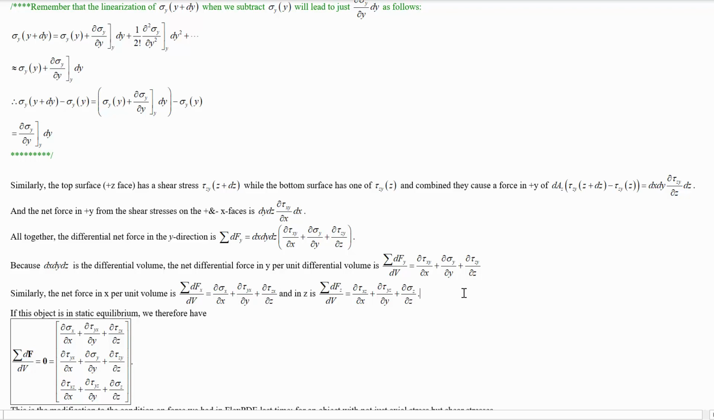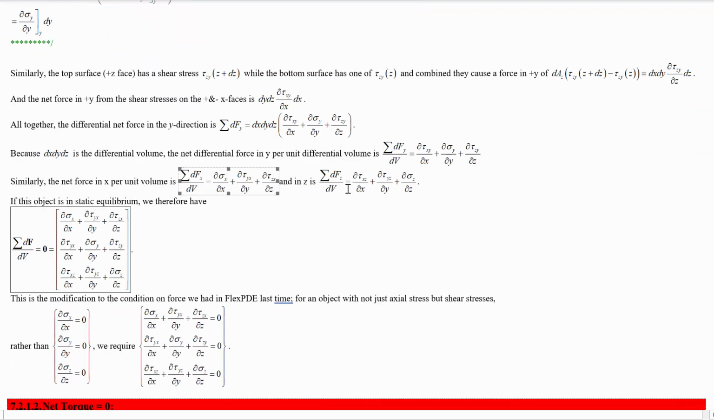So for equilibrium, we would just lay out these three equations in matrix form and assert that the force in the x direction, which was this first one, has to be 0. Force in the y direction per unit volume, the second one, has to be 0. Force in the z direction per unit volume has to be 0 as well. So we've got this condition.